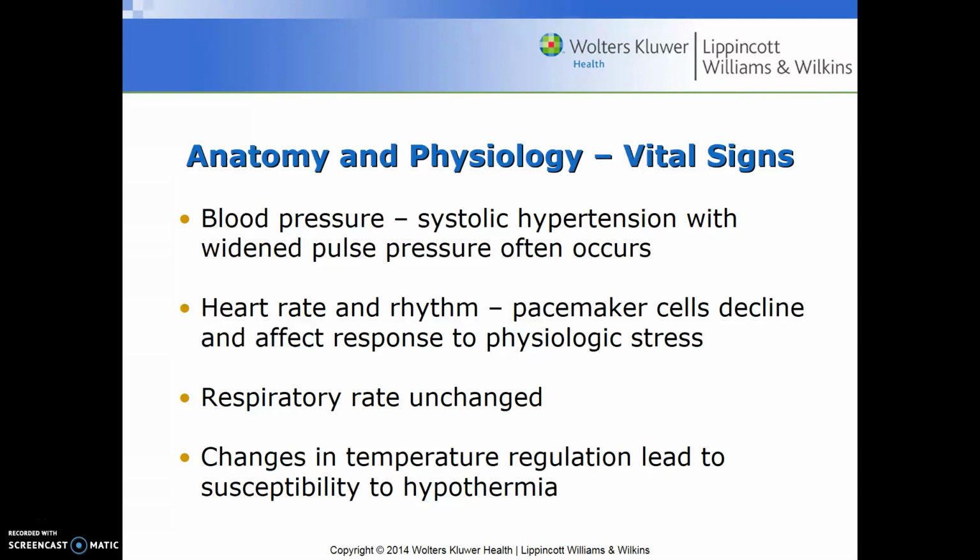As an extreme comparison, many older adults develop orthostatic hypotension, so they have a sudden drop of blood pressure when they stand. Heart rhythm and rate: the pacemaker cells at the SA node tend to decline, and that does affect response to physiologic stress. So they're more likely to have abnormal heart rhythms, such as atrial or ventricular ectopy. Respirations are generally unchanged, and temperature is less regulated, making the elderly person more susceptible to hypothermia.